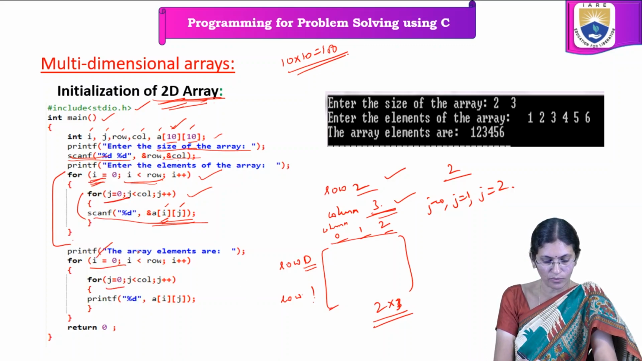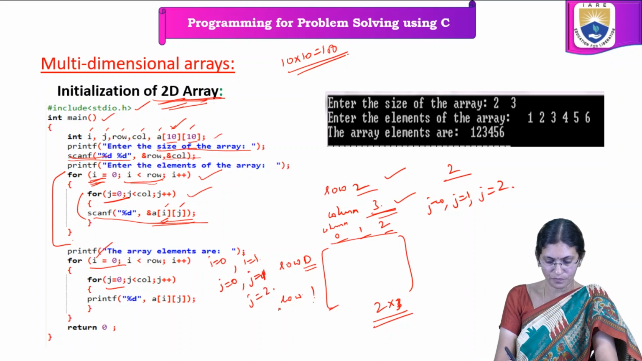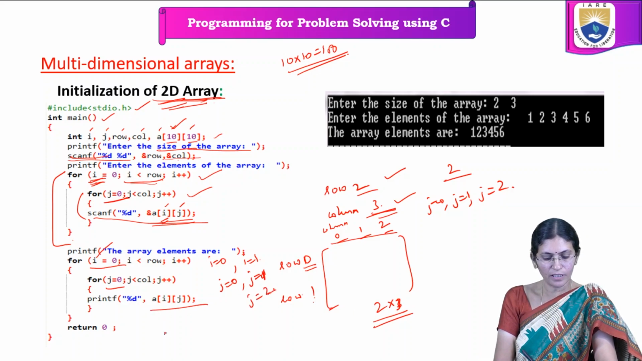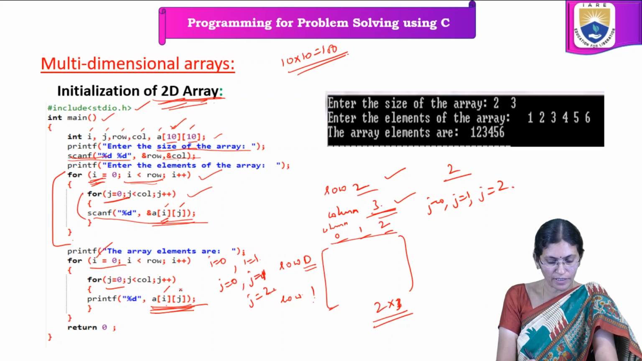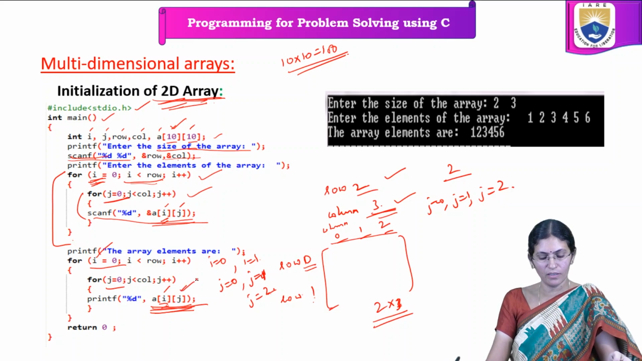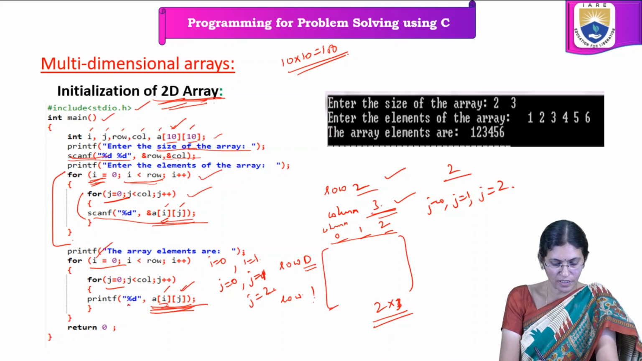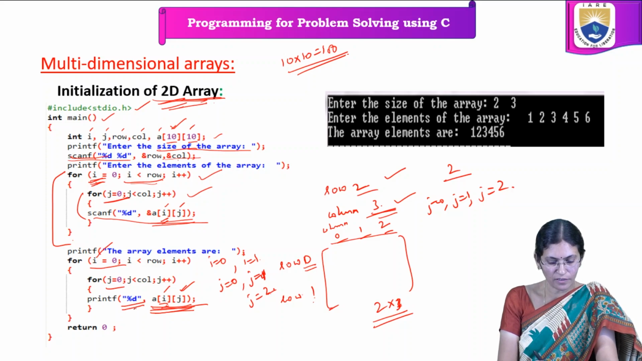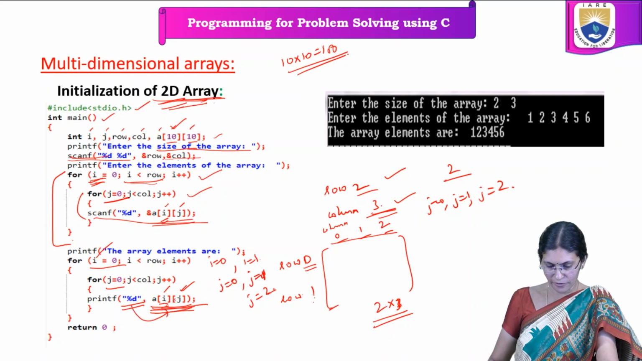So i is equal to 0. The outer loop will run 2 times, i equal to 0, i equal to 1, and the inner loop will run 3 times, j equal to 0, j equal to 1 and j equal to 2. Similarly, in order to access each element of the array, we need two subscripts, i and j. i is a variable which iterates over the rows and j is a variable which iterates over the columns, and %d is the format specifier. Correspondingly this value will be printed.